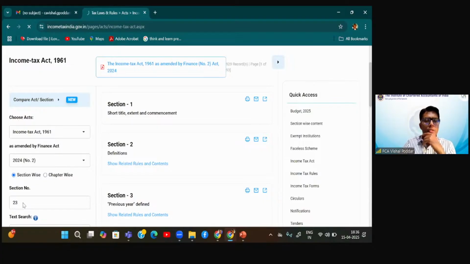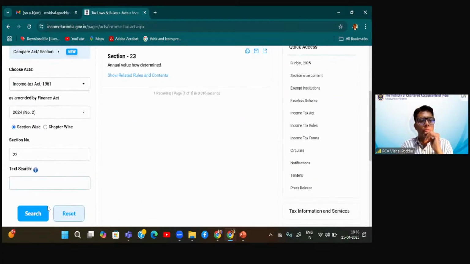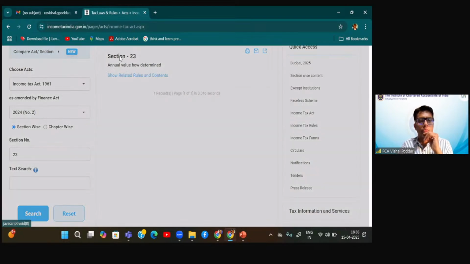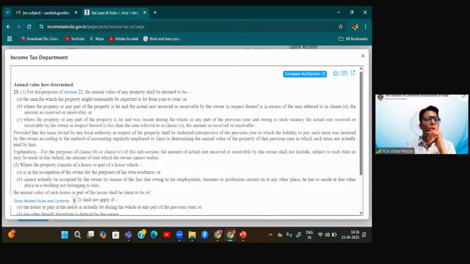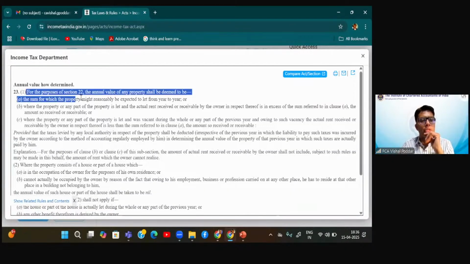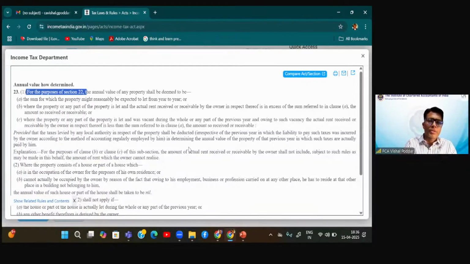So I'll type section 23 here. Now see the beauty of law. What does 23 read like? It says for the purpose of section 22. Now 22 is our charging section. It means the definition that we are reading over here or the working that we are studying over here is applicable only to HP head because this section 23 starts with this language for the purpose of 22 and 22 is the charging section for HP head. So what we are studying is only relevant to HP head.